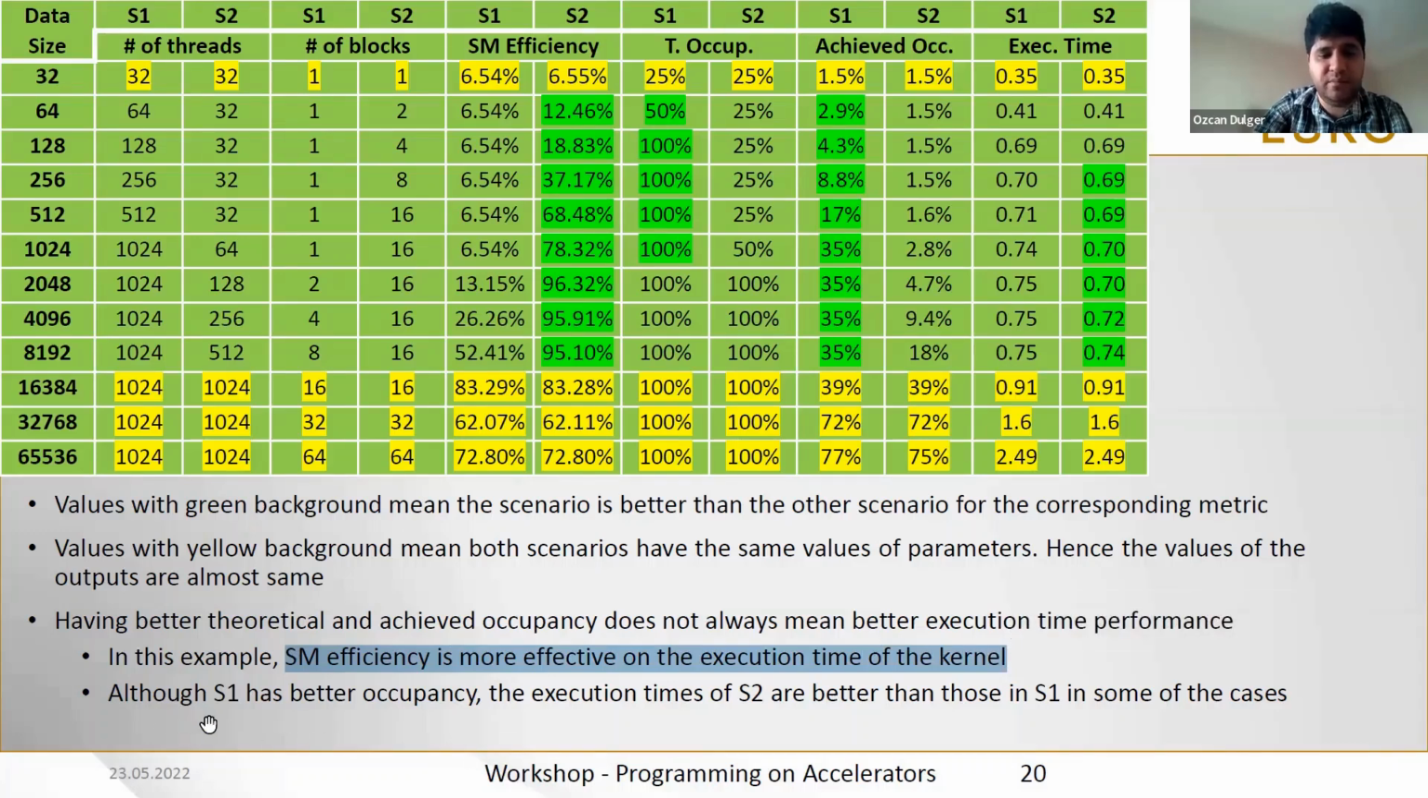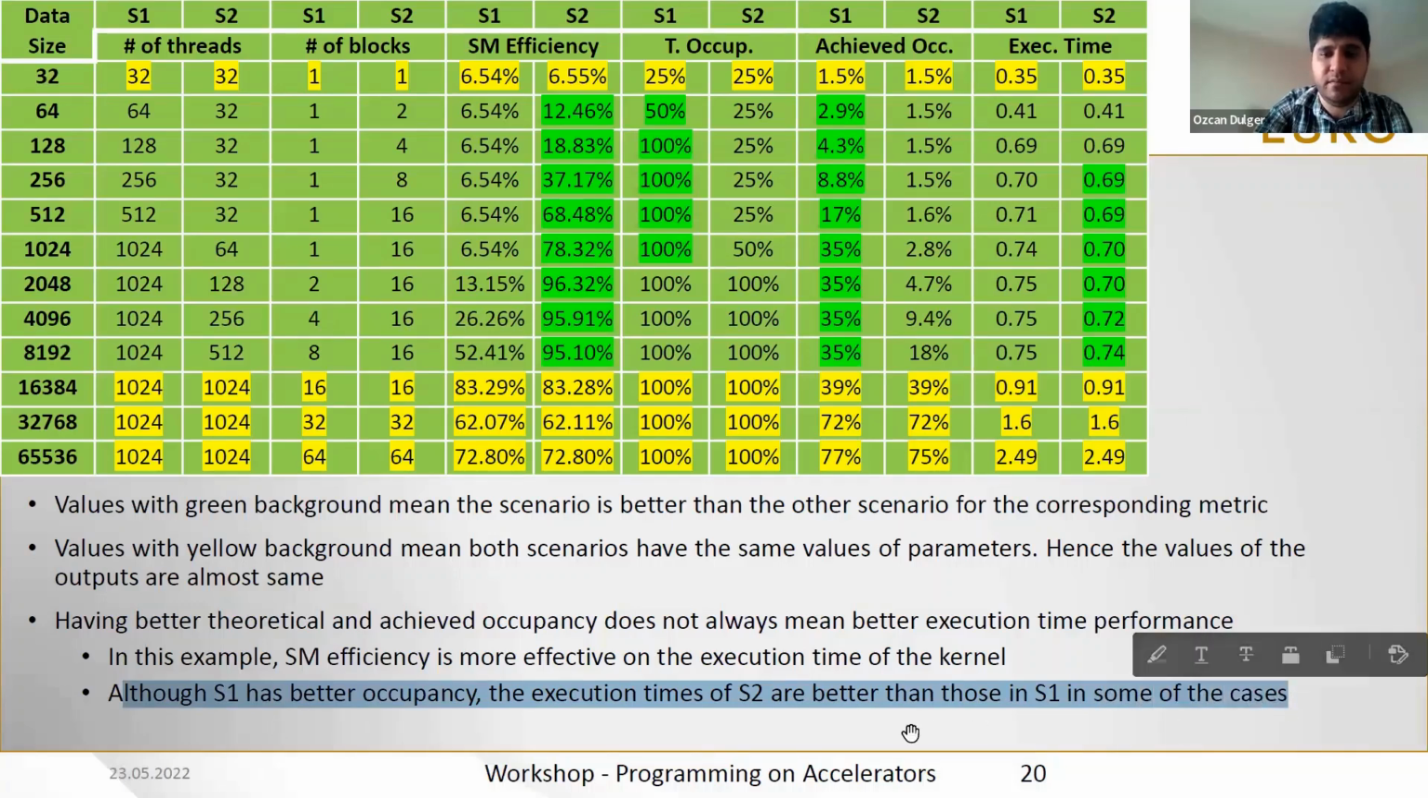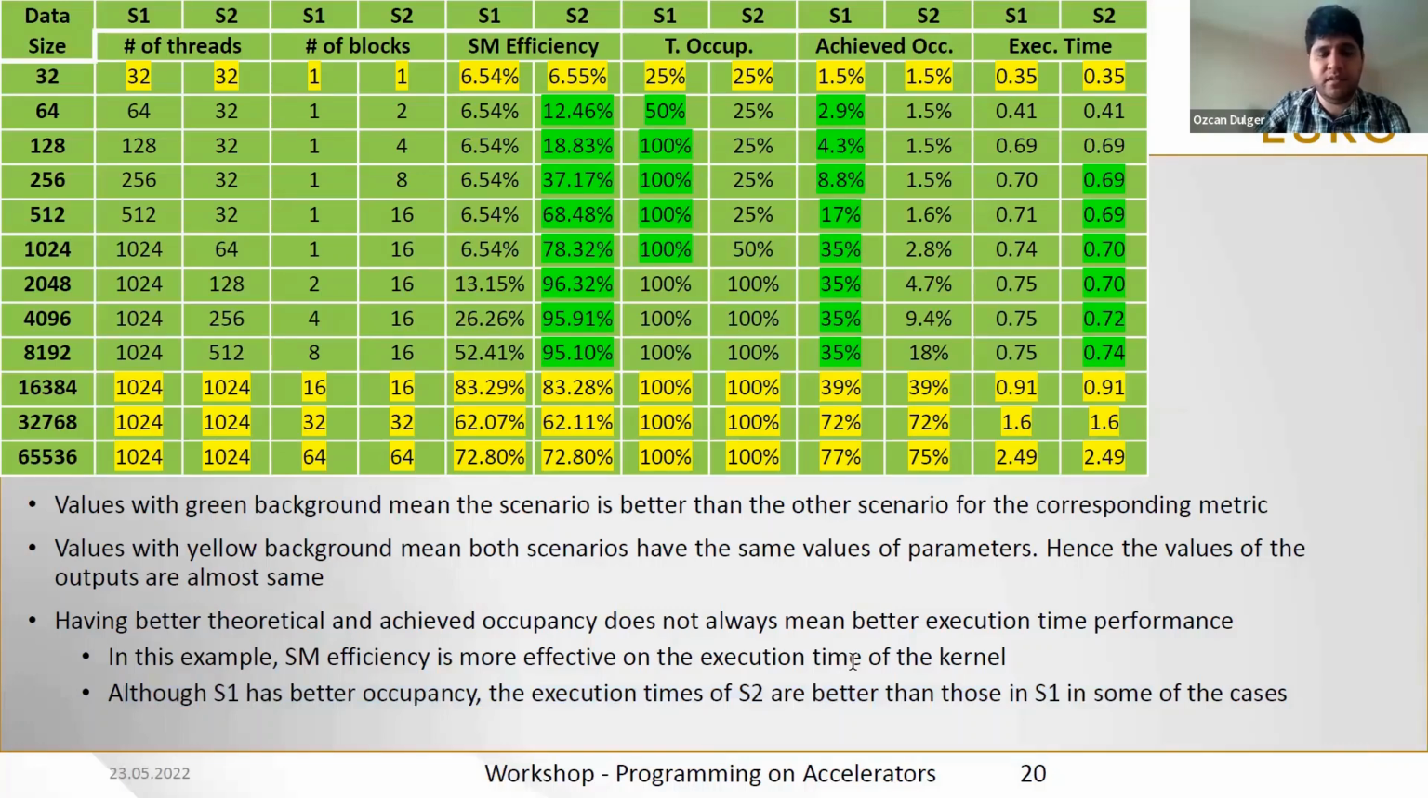Although S1 has better occupancy, the execution times of S2 are better than those of S1 in some of the cases. So in this example, it is not the better theoretical occupancy that is effective on the result. Utilization of the streaming multiprocessors is more effective on the execution time of the kernel.